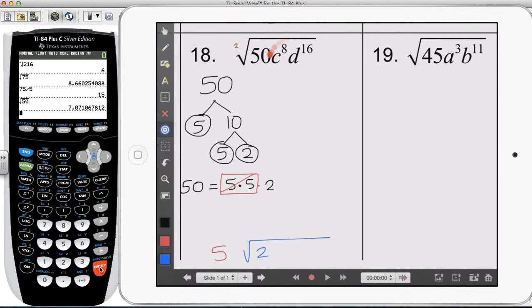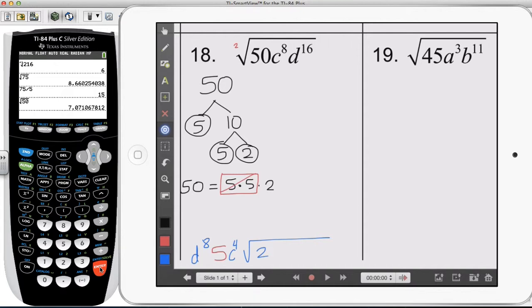Now, if you look at the c, you can write down all the 8 c's, or you can simply see that the power is divisible by the index. 8 divided by 2 is a 4, so it's completely divisible. So your answer is going to be c to the 4th. Okay, so the c completely leaves the radical. Now as for the d, 16 is completely divisible by 2. 16 divided by 2 is an 8. So then the answer would be d to the 8th. Now the reason why I wrote it behind the 5 is because I don't have a space after the c. I can fix the answer in a minute.